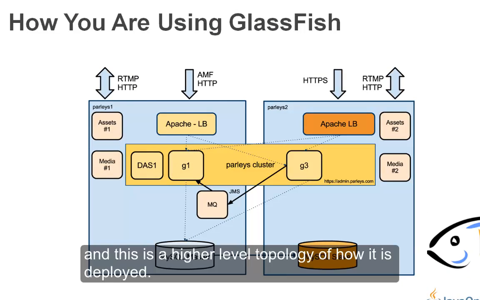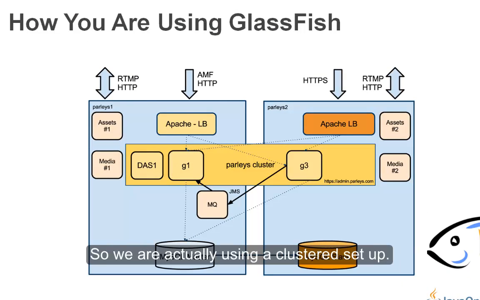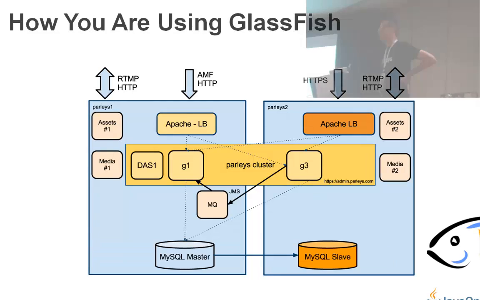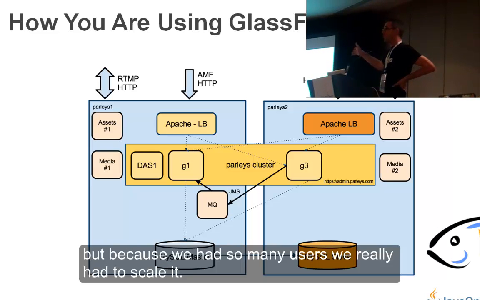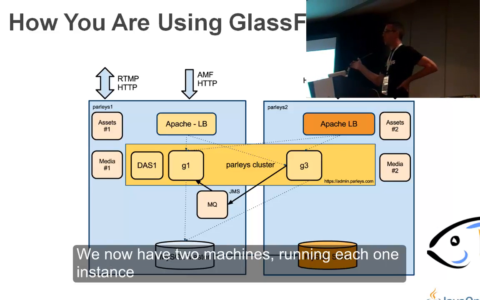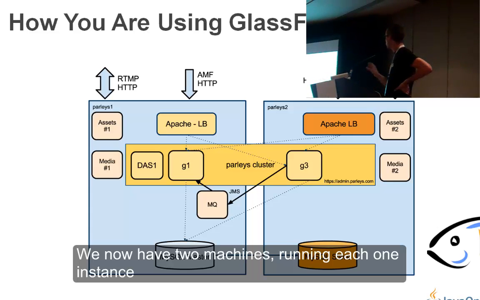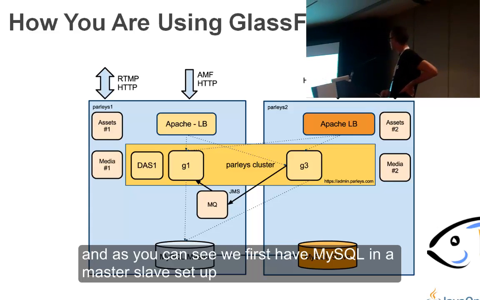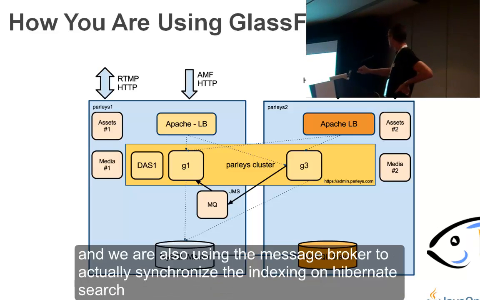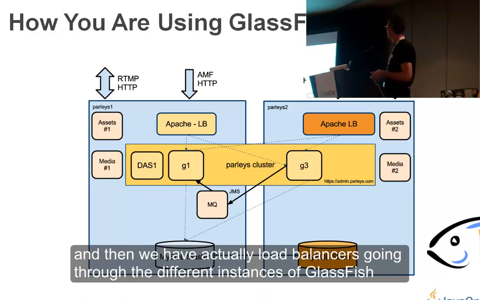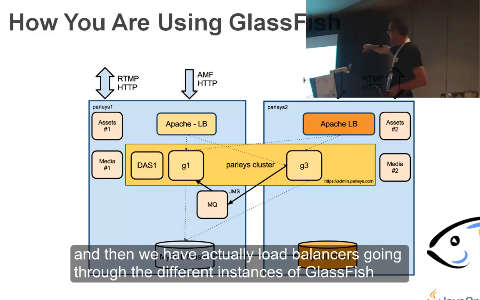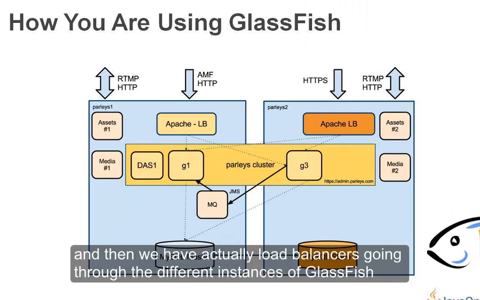And this is a high-level topology of how it is deployed. So we're actually using a clustered setup. It actually started first on Tomcat, but because we had so many users, we really had to scale it. We now have 2 machines running each one instance. And as you can see from the bottom, we first have a MySQL with a master-slave setup. We were also using the message broker to actually synchronize the indexing on Hibernate Search. And then we have Apache load balancers going through the different instances of GlassFish.